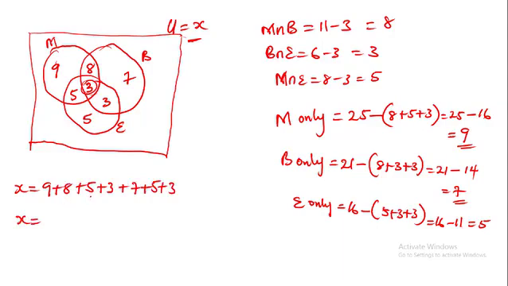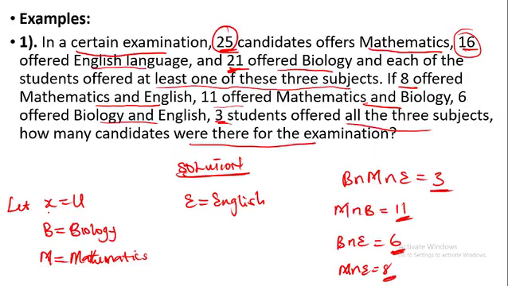17 plus 5 is 22. 22 plus 3 is 25. 25 plus 7 is 32. 32 plus 5 is 37. 37 plus 3 is 40. So our X is 40. It simply means that 40 students took the exam. Okay.